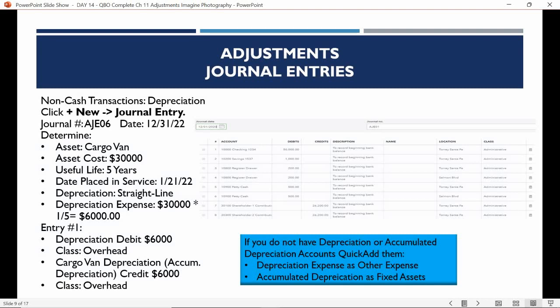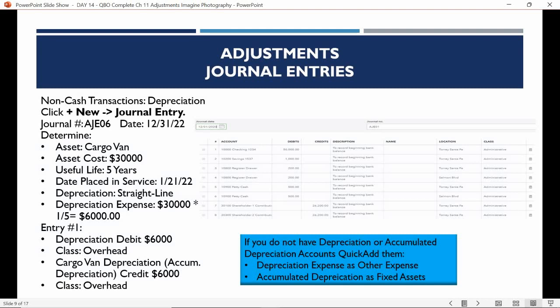So you're going to take $30,000, and since you're going to depreciate it evenly, and we're recording depreciation at the end of the year, December 31st, you're representing that you used the van for 1 whole year. With 5 years of useful life, you divide the $30,000 by 5. That means it's going to cost you $6,000 to depreciate every year. You're going to take away $6,000 to represent that you used it for 1 whole year. So that is exactly what we're going to do.